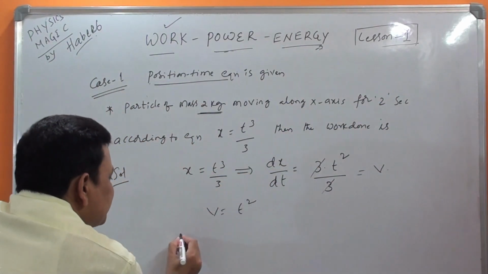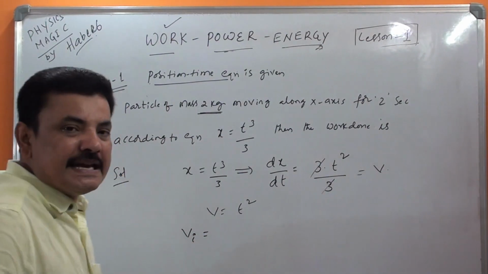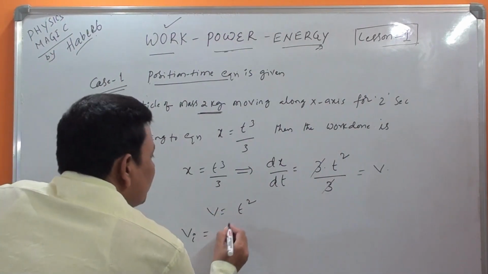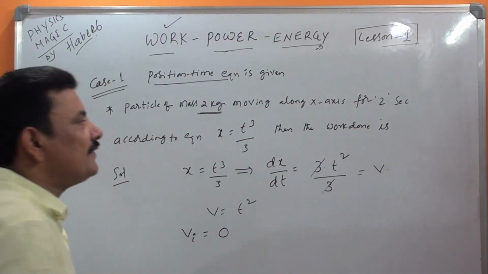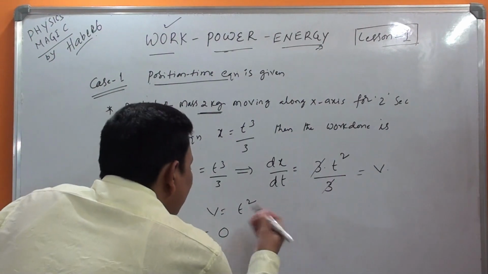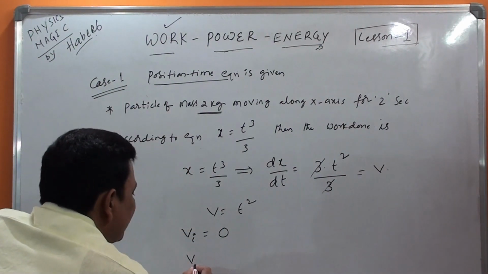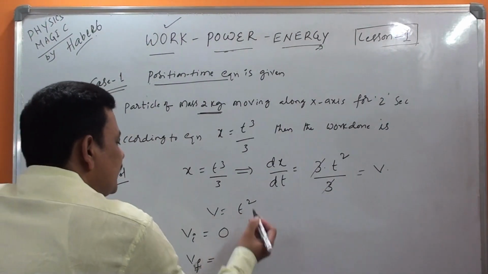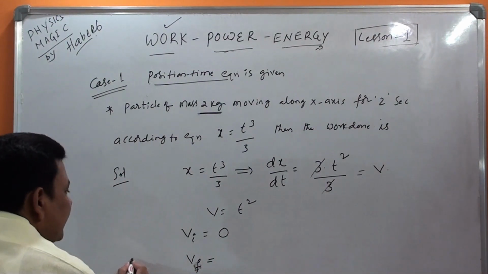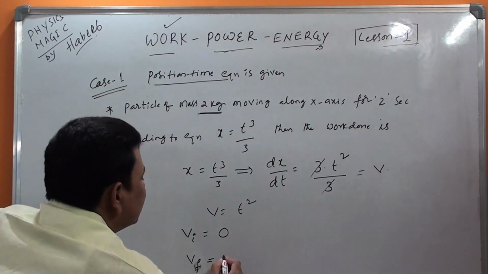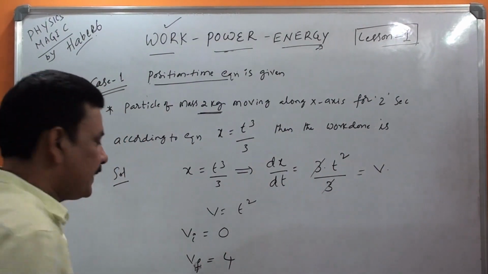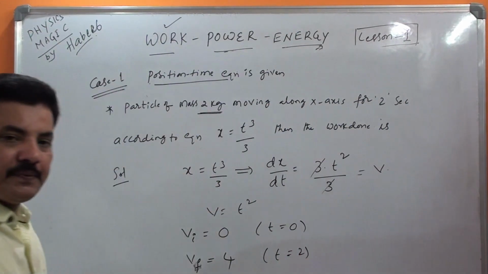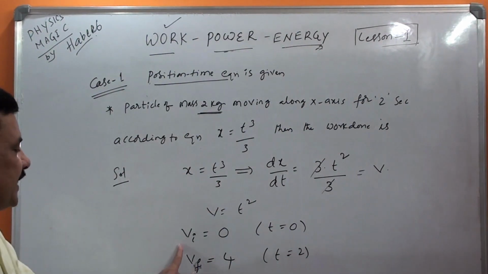We got velocity. Then you know that the force is applied for 2 seconds. Now, v initial means at the beginning, t is equal to 0. T is equal to 0 means v initial will be 0. Then after t is equal to 2 seconds, v final is equal to, at t is equal to 2 seconds, if we apply here, 2 square is nothing but 4. Here t is equal to 0, here t is equal to 2. Then you got v final and v initial.